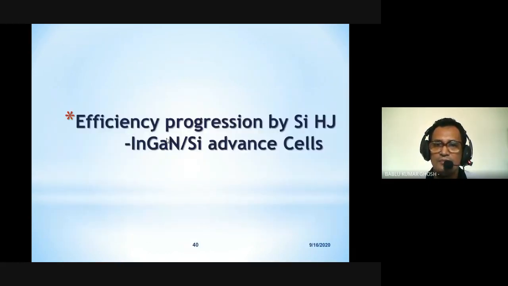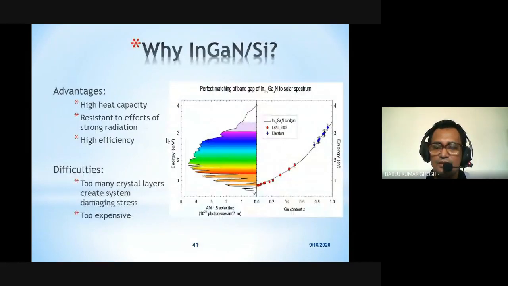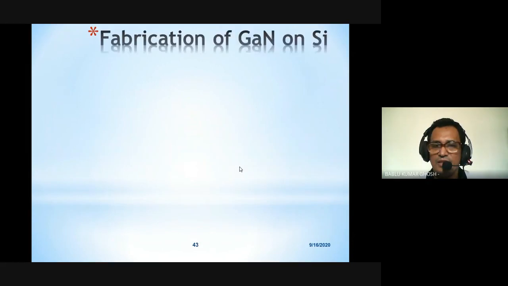So then, on the efficiency progression issues, the advancement of heterojunction and multi-junction concepts is also there. In this perspective, we are working on indium gallium nitride on silicon as a simulation work, because indium gallium nitride can cover a huge solar spectrum and ultimately it can promote the current density. At the same time, the series configuration of cells can promote the open circuit voltage, and that may be very useful for solar photovoltaic applications.